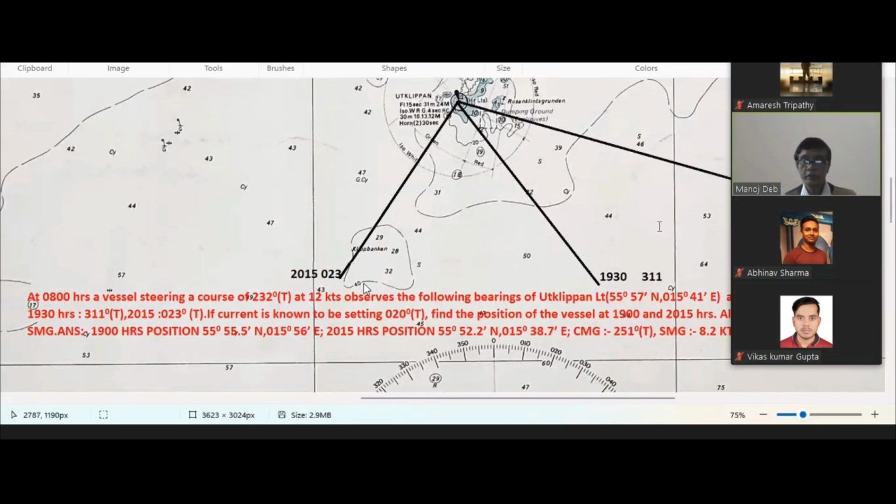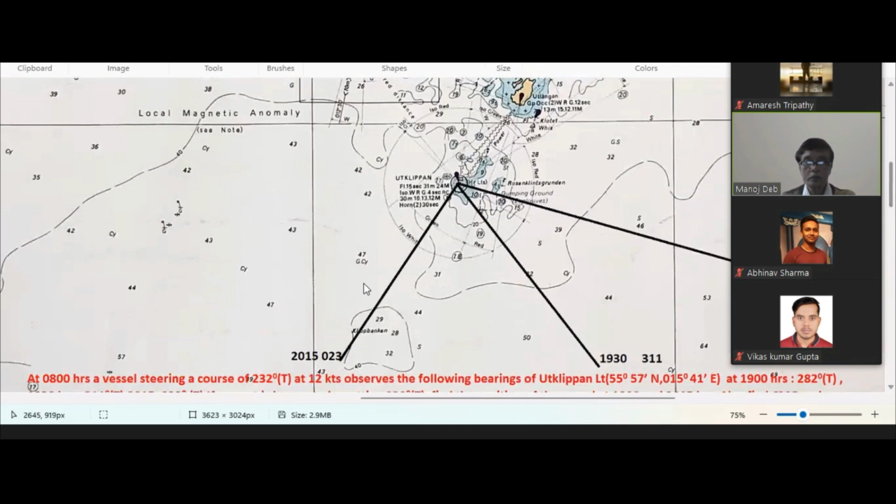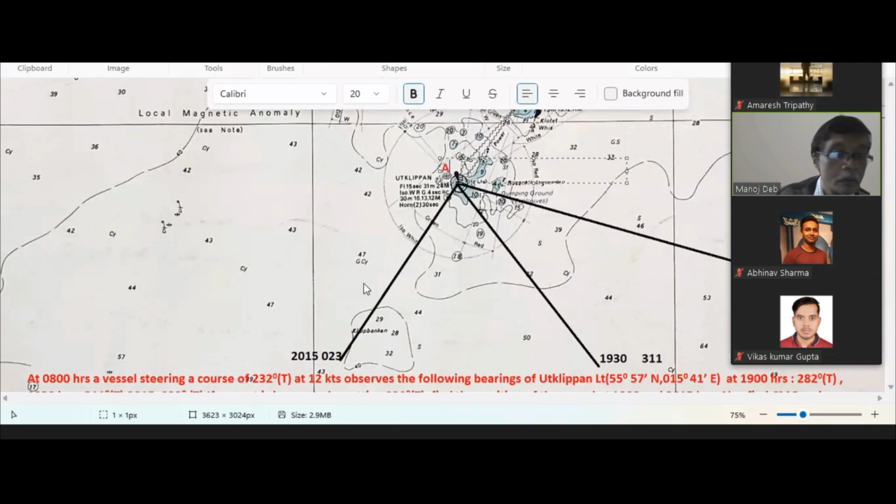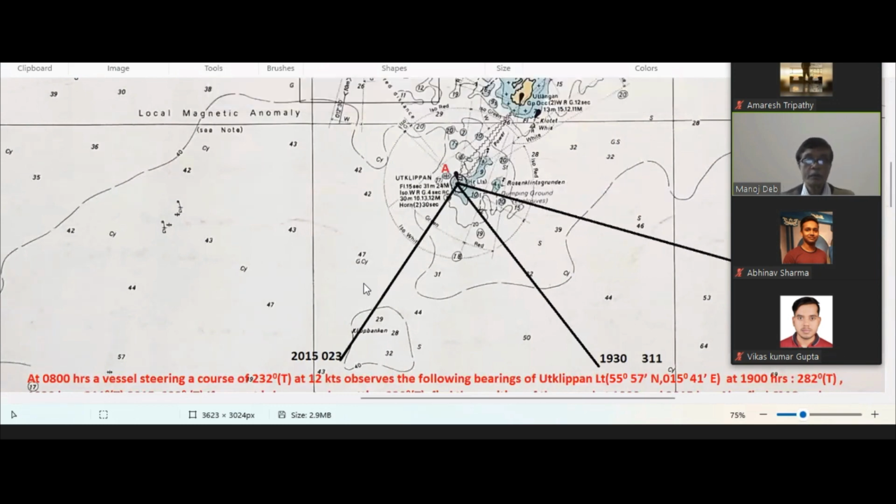Okay, these are the three bearings given. Now the next step is to draw a perpendicular to the center bearing through the clip-on. Suppose A is the lighthouse. Through A, draw a perpendicular to the center bearing.